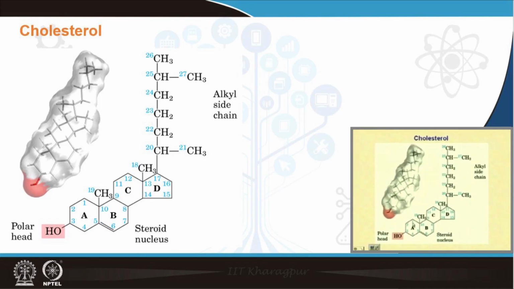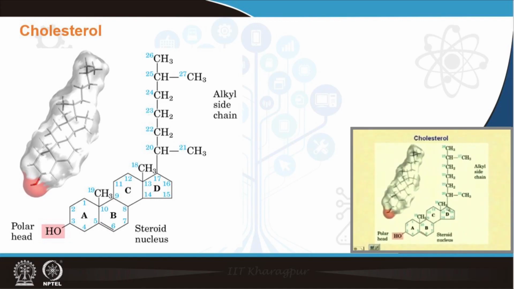The numbering starts from ring A with 1, 2, 3, where the OH is attached to 3, then 4, 5, then it goes to ring B. There is a double bond between 5 and 6. So, it goes 5, 6, 7, 8, 9, 10. That forms rings A and B. The numbering then begins at ring C, where we have 11, 12, 13, 14, and at ring D, 15, 16, 17.